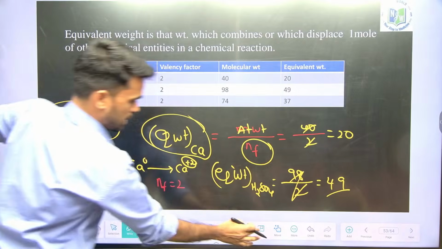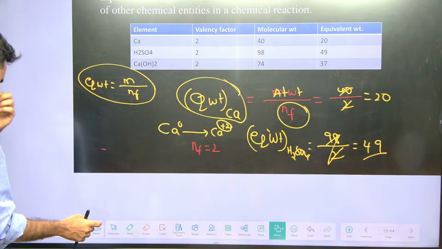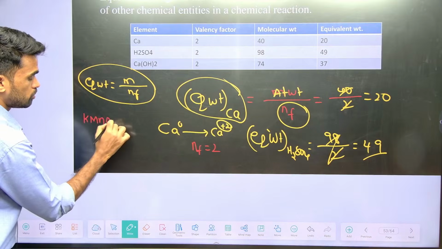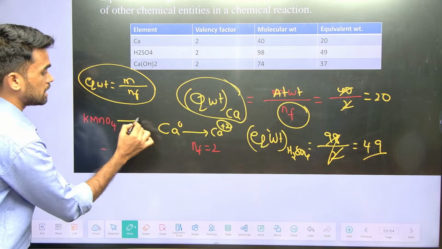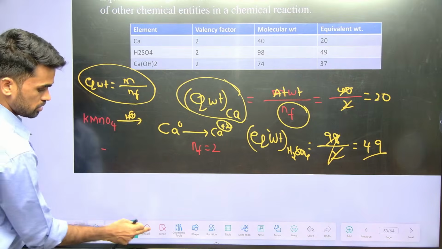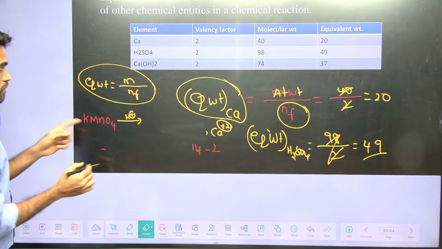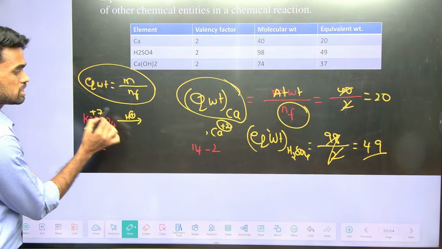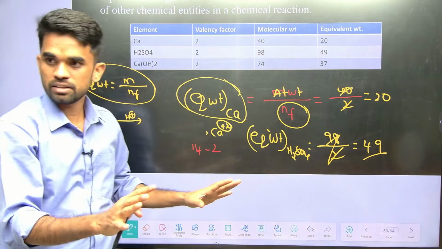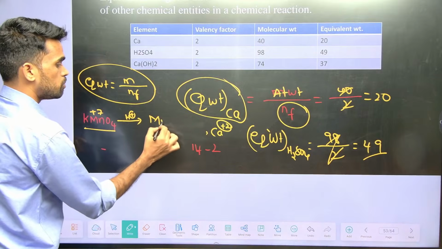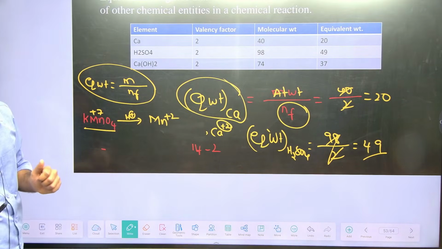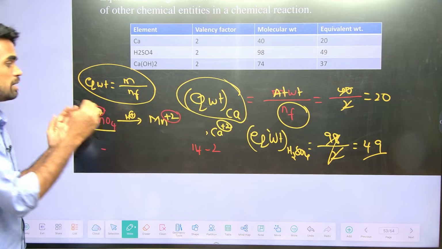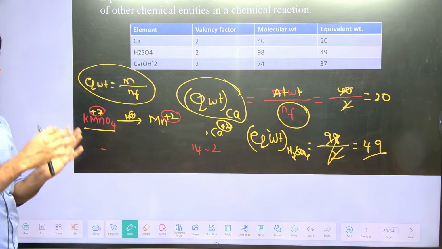See, now the question will be like this in the exam. KMnO4, you know, potassium permanganate. When it is reacting in acidic medium, what is the oxidation state of manganese here? +7. It converts in acidic medium into +2. From where to where is it going? +7 to +2. Now 7 becoming 2 means whether that number is increased or decreased? Decreased. So it means electrons gained or lost?